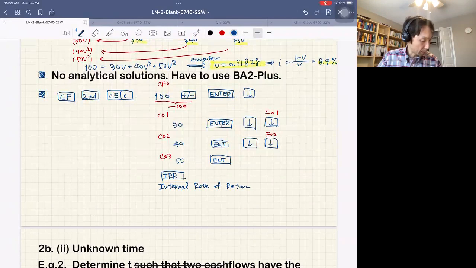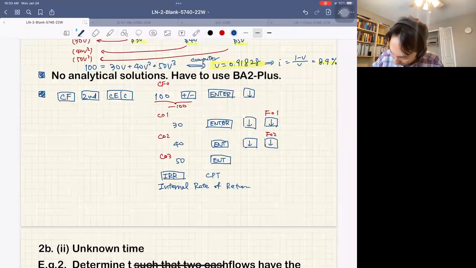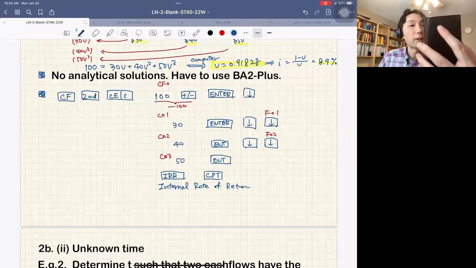IRR is where? So this is the second row, the fourth column. Okay, so IRR, then compute CPT. Then you should get 8.896%.